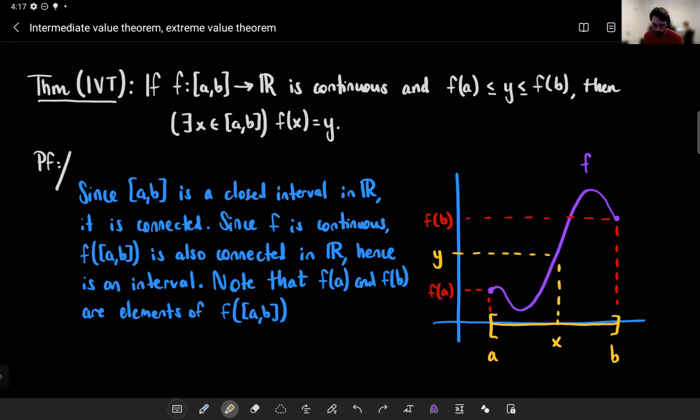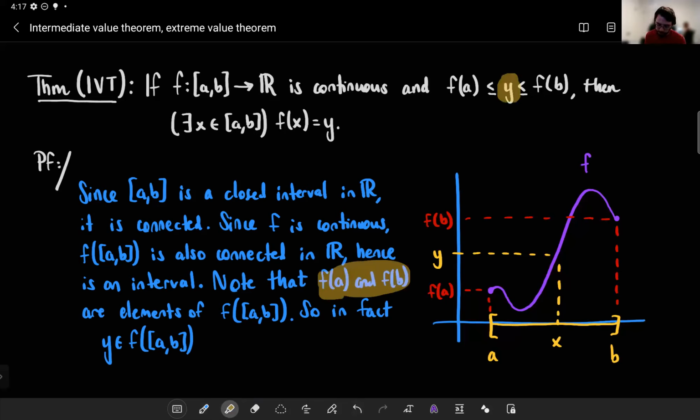And so what can we say? Well, the fact that y is actually between those two means it's also in the interval. So in fact, y is in the interval as well, right? That's a property of intervals. If you have two elements of the interval and some value between them, that also has to be in the interval. That's what intervals are. You can write out the definition if you want.